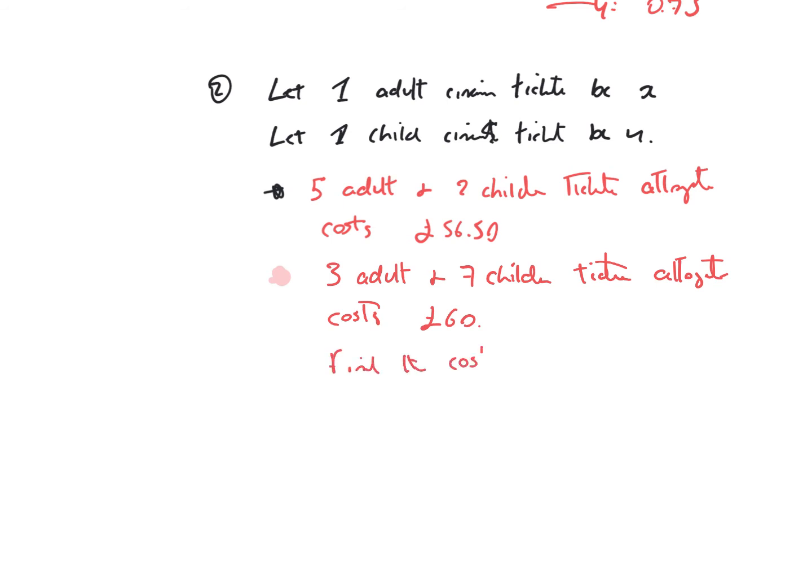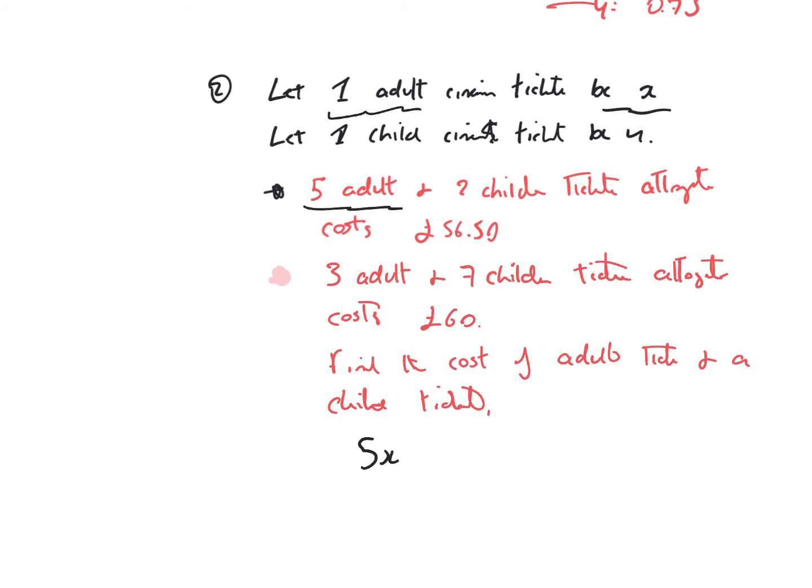Find the cost of an adult ticket and a child ticket. Okay, so let's set up two equations. One adult ticket is X, so 5 adult tickets will be 5X, plus a child ticket we're calling Y, so 2 children tickets is 2Y, and altogether that's £56.50.